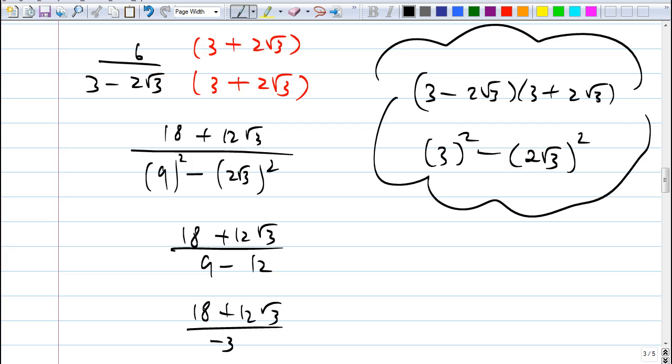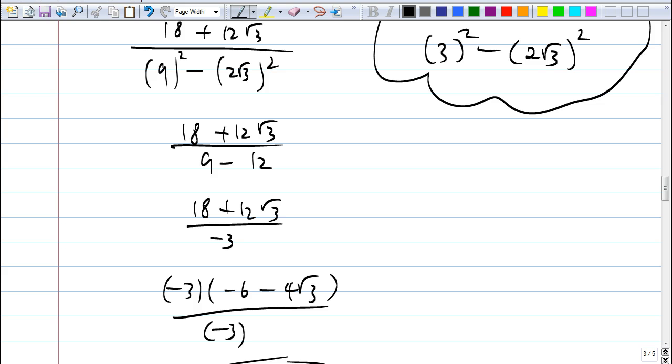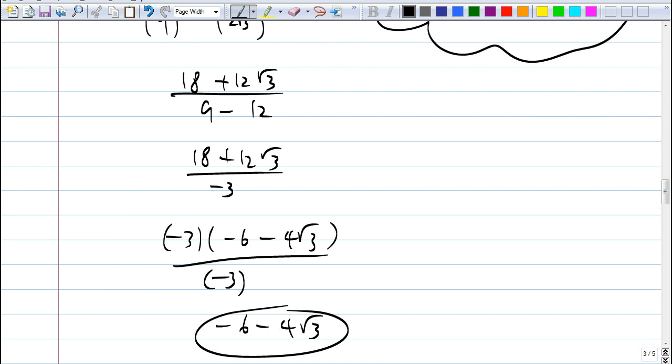If you were to factor out a negative 3, what do we get? It'll be negative 3 times negative 6 minus 4 rad 3. And what happens with negative 3 and negative 3 on the top and the bottom? They cancel out. How many people got negative 6 minus 4 rad 3?